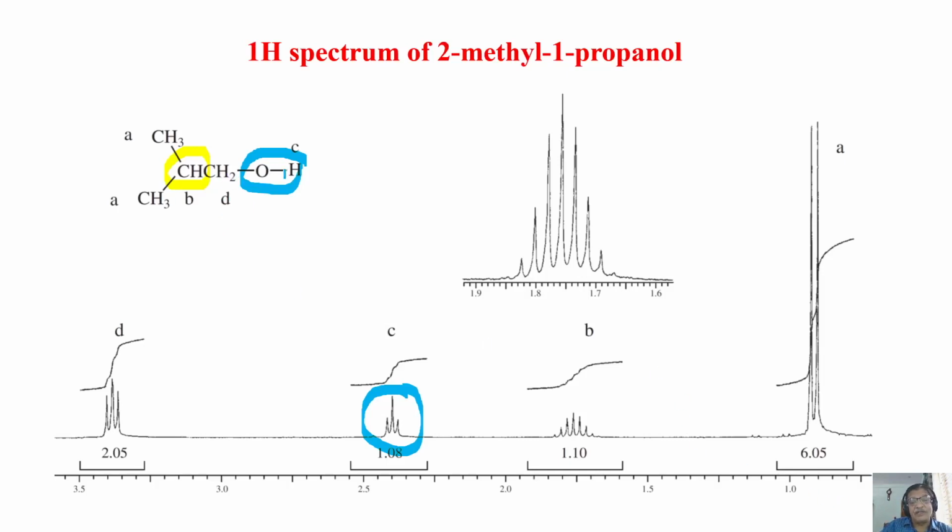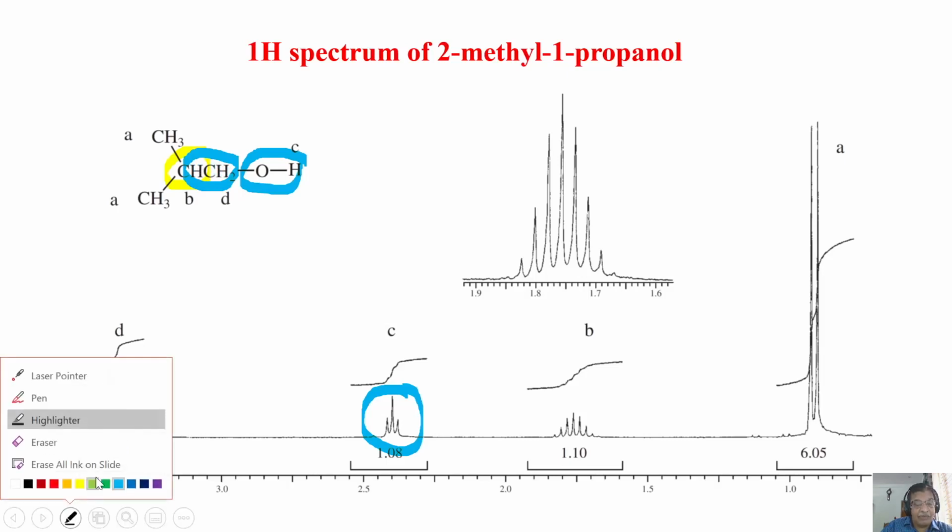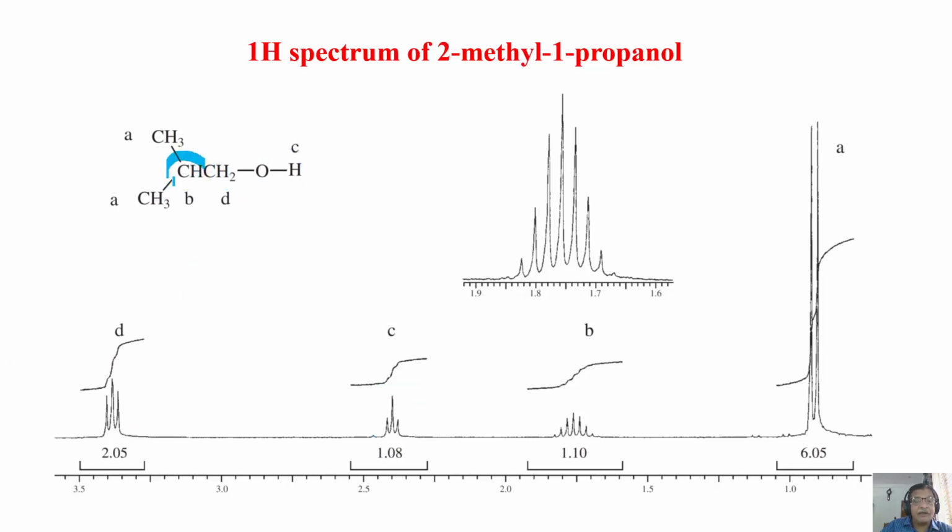This one is 3 bonds away. This is just 2 bonds away. Again, this is also 3 bonds away. So this coupling could be larger than this. If that is the case, this proton splits this CH2 proton into a doublet. Okay, this proton splits the CH2 into a doublet. And further, because of this OH proton, this will become another doublet.